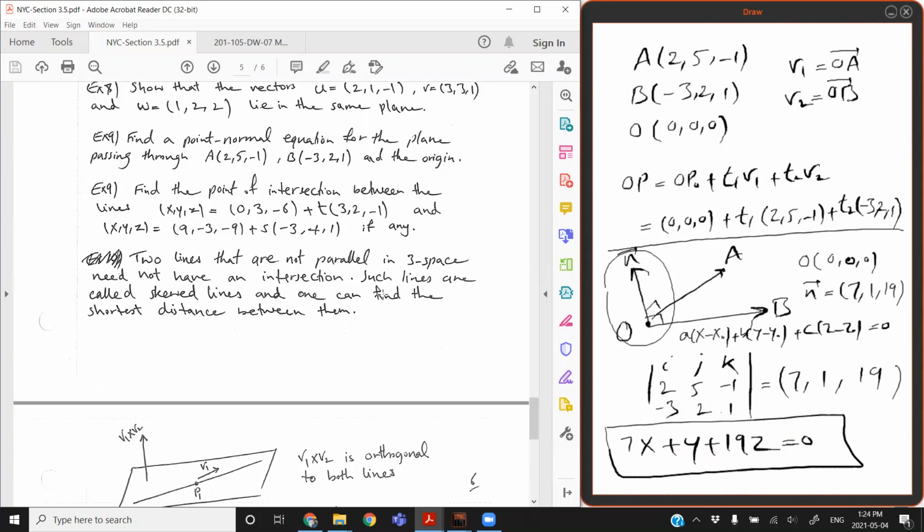Okay, next example. Any questions about number 9? Don't forget, for a point normal equation, we need a point and a normal. So for the point, I use the origin, and for the normal, I use the cross product of OA and OB, because that cross product is going to be orthogonal to the plane.